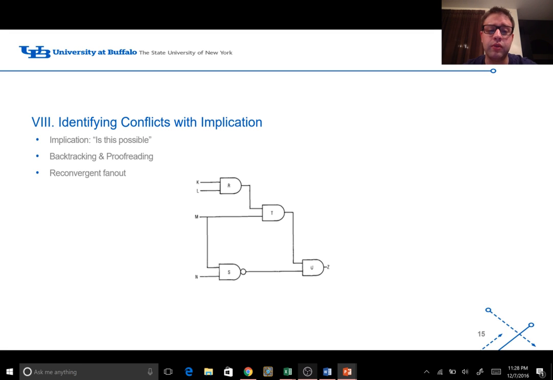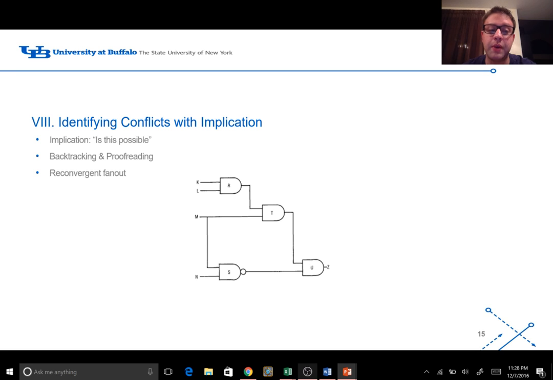The next one comes with backtracking and proofreading. It is possible to have a circuit such as the one labeled here, where it's possible for the output of T to be something like a 1, which would require M to be a 1, but on the other side of this exact same circuit, M would also have to simultaneously be a 0 in order for testing to work properly. Circuits like this, where we have an M that fans into 2 gates and then reconverges back into a single gate, are called reconvergent fan-out, which causes other problems.